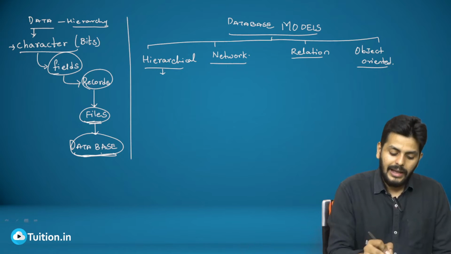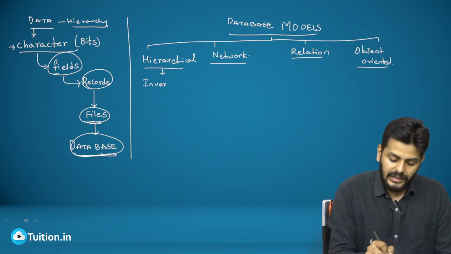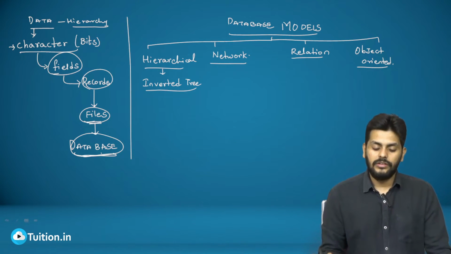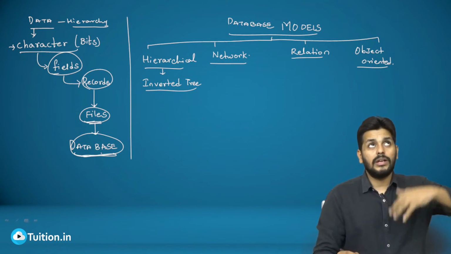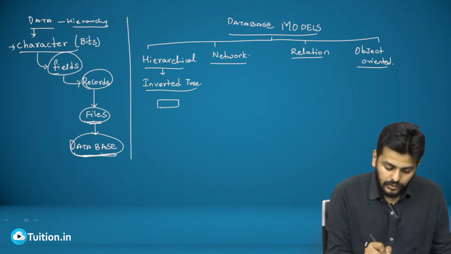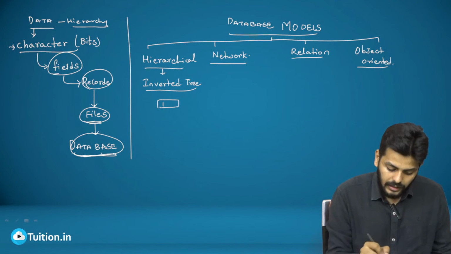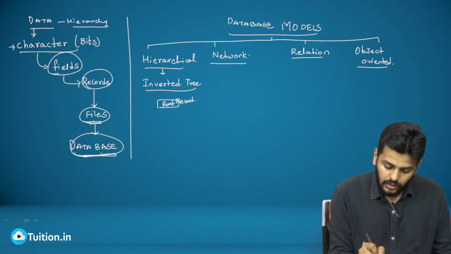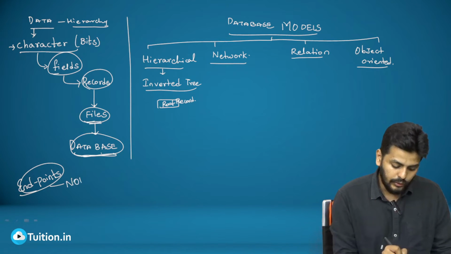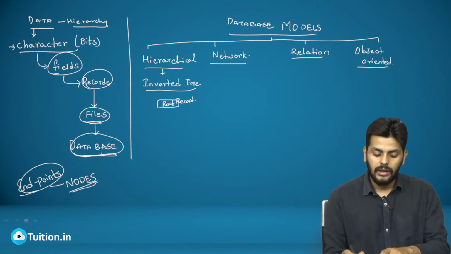As the name goes by, hierarchical model follows an inverted tree pattern. What is this inverted tree pattern? Like a tree starts with a root and grows up with branches. So in an inverted tree, the root is on the top right here. This is called the root record. Now you already know that in network terminology, the end points are normally called nodes. Nodes are nothing but end points which are connected. So this is called the root node or root record.